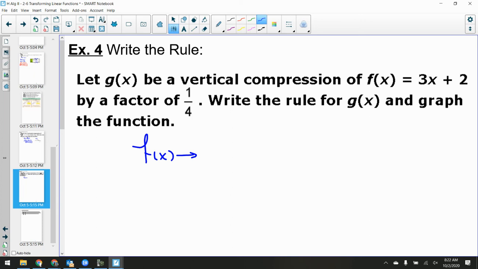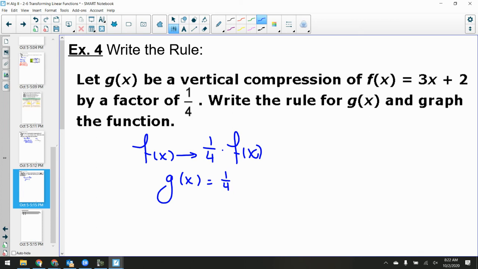Joey, you got this. 1/4 minus f of x. Times. Sorry, that's a times. 1/4 times f of x. Yeah, that's a vertical compression by the factor of 1/4. Okay, so g of x is going to be equal to 1/4 of the entirety of f of x.